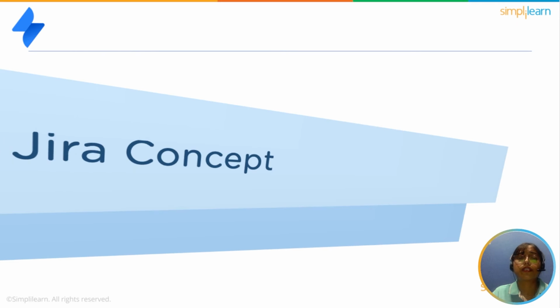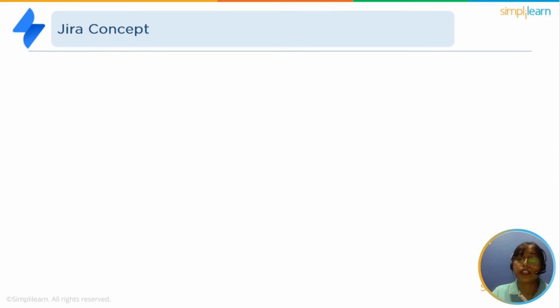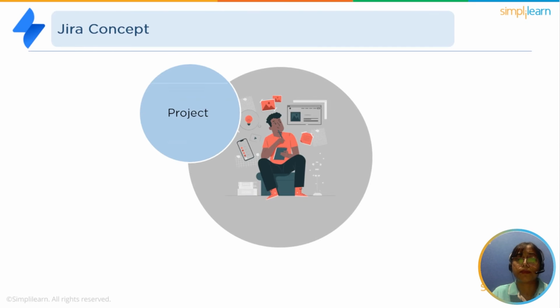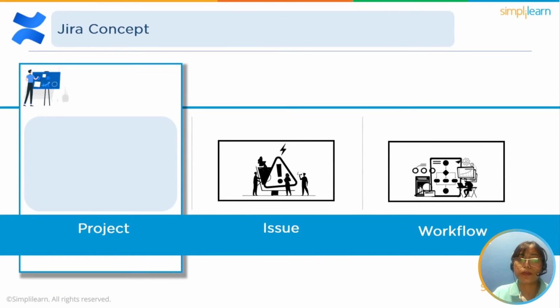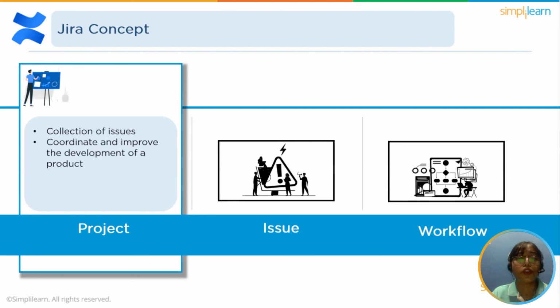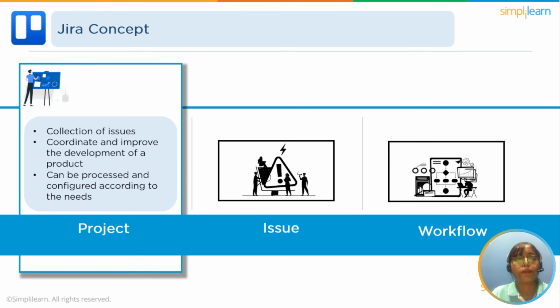Next, we will discuss Jira concepts. Jira works on the following three concepts: project, issue, and workflow. The first one is project. It is a collection of issues. You can use a Jira project with your team to coordinate and improve the development of a product by tracking the project, managing the help desk, and more depending on the requirements of your needs. It can be processed and configured according to you and your team's needs.